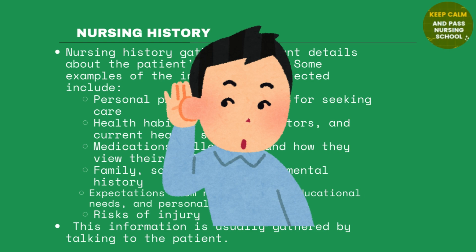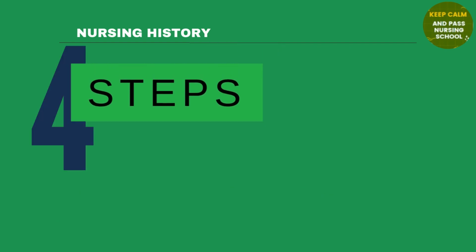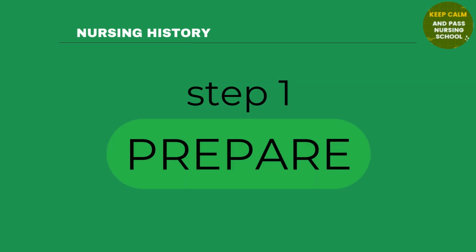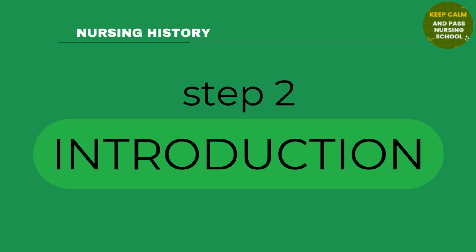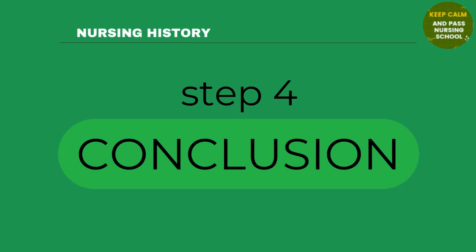The nursing history is collected through a structured interview with the patient in 4 steps. You're going to prepare for the interview, where you're going to look at what information you already have on hand and what equipment you're going to need to collect relevant information. You're going to introduce yourself. It's also going to include working with the patient on a continuous basis, and then also, like everything else, the conclusion of the relationship between the nurse and the patient.